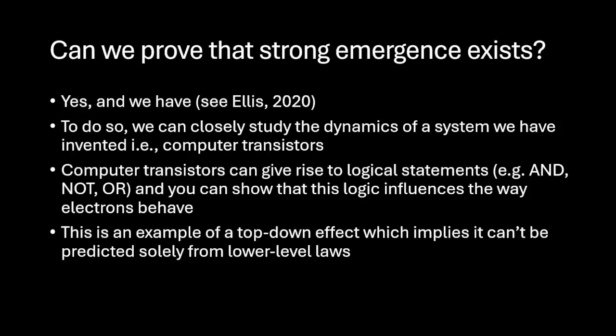But if we look at a very simple system, for example, a system that we've invented and we fully understand, such as computer transistors, we can show that a computer transistor and the way it behaves is strongly emergent. Now, computer transistors, which are enabling you to watch this video right now, are arranged in different ways to give you logical statements. Okay, and what you're doing when you arrange transistors in a certain way is you're forcing electricity to do logic, to engage in logic. Okay, and then whatever the electricity does is the answer to your logical question.